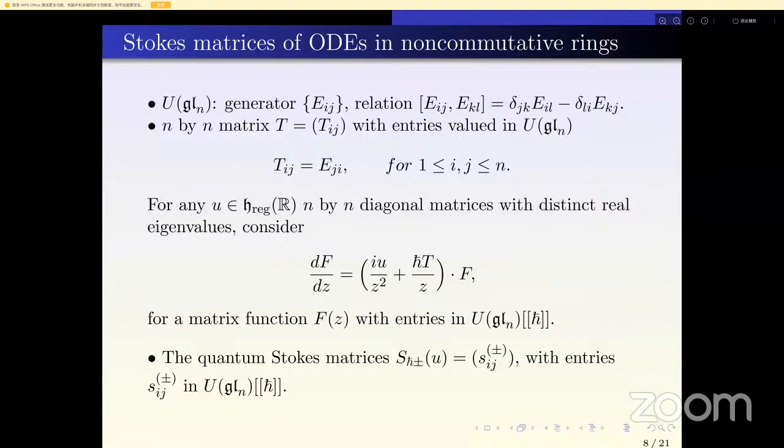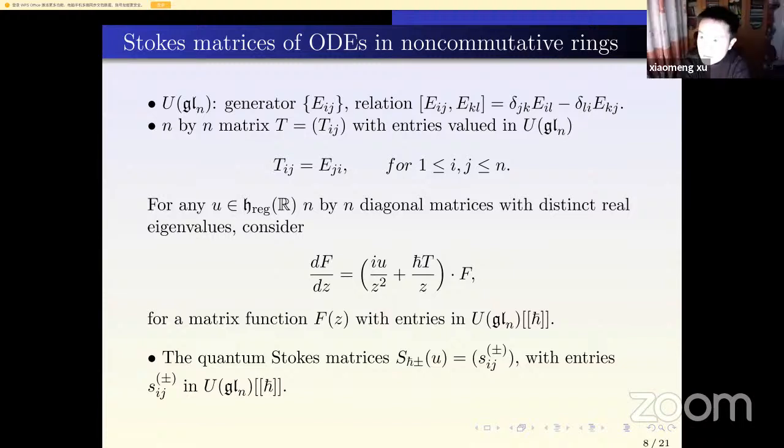Not like Laurent series, but formal power series, right? Is that clear, that the dependence of the entries of F on H is just a formal power series, with no negative powers? Mm-hmm, right, I think so. Okay.